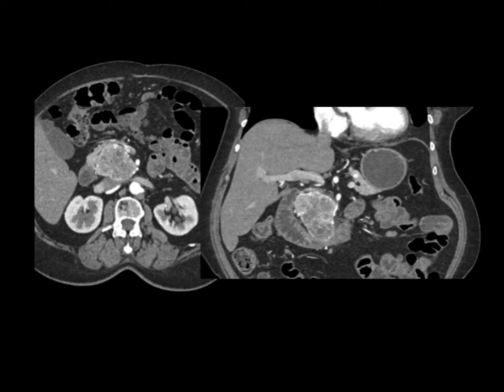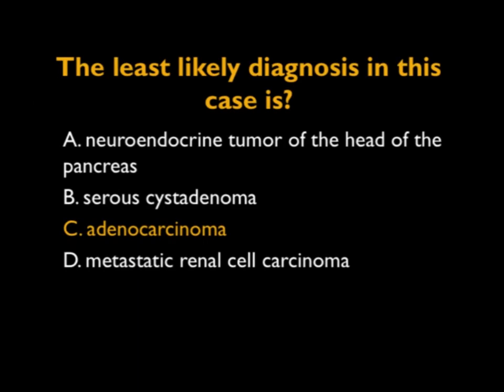Now, it's important to recognize that most patients with metastatic renal cell carcinoma to pancreas, it occurs 10 or 15 years after the patient's initial presentation, so that would be very unusual. But the one thing that this is least likely is an adenocarcinoma. Adenocarcinomas are always hypodense, they're hypovascular. This is not the appearance of an adenocarcinoma, so to me, that makes it the least likely diagnosis.